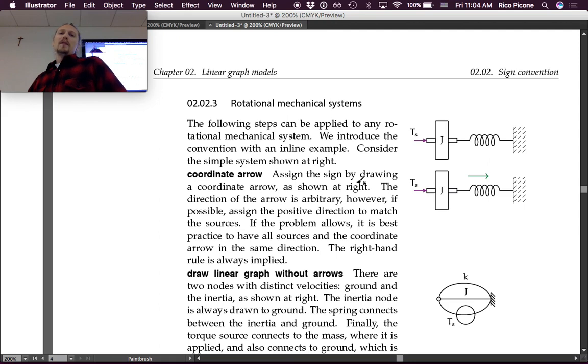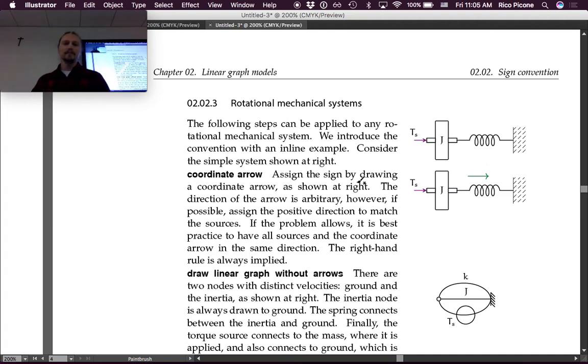This is very parallel to the translational mechanical system. So in a similar way, we're going to introduce the convention and then have this inline example going on the right, because I think that it kind of needs some illustration. And we'll get to the towel thing, but not yet. We're not there yet, so we'll get there.